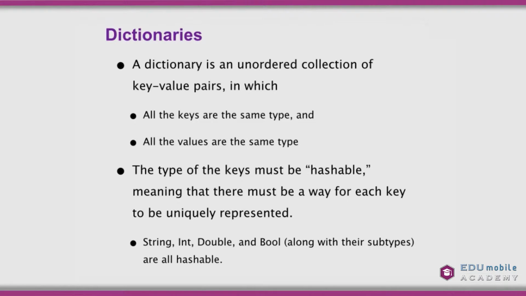The good news is that all of Swift's, quote, primitive types are hashable. String, Int, Double, and Bool are all hashable, along with all of their subtypes. So UInt16, unsigned 16-bit integers, floats, these are all hashable. So all of these can be used as keys. Now, we might not want to use Bool as a key, but it could be used as a key.